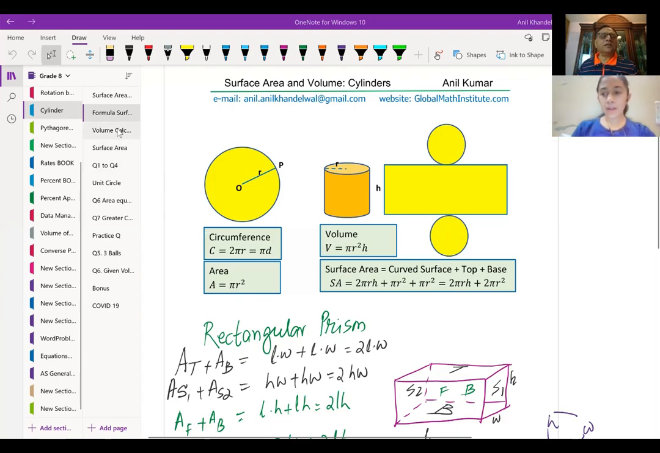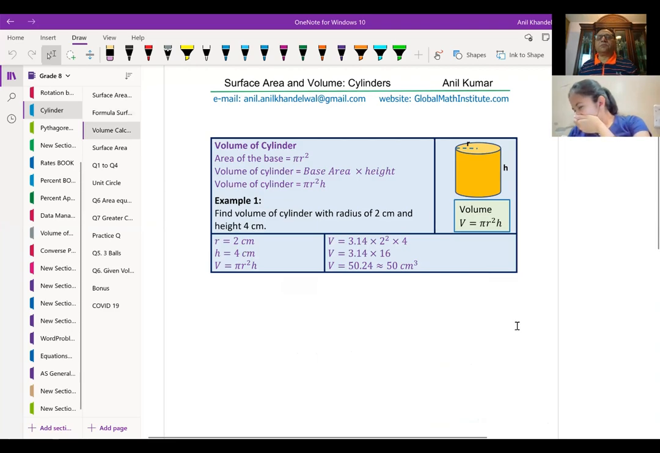Yes. Right, so let's move on and work on some questions based on cylinder. Can you please read the screen? Volume of cylinder: area of the base is pi r square. Volume of cylinder is base area multiplied by height, so volume of cylinder is pi r square h. Correct, because pi r square is the circle area.